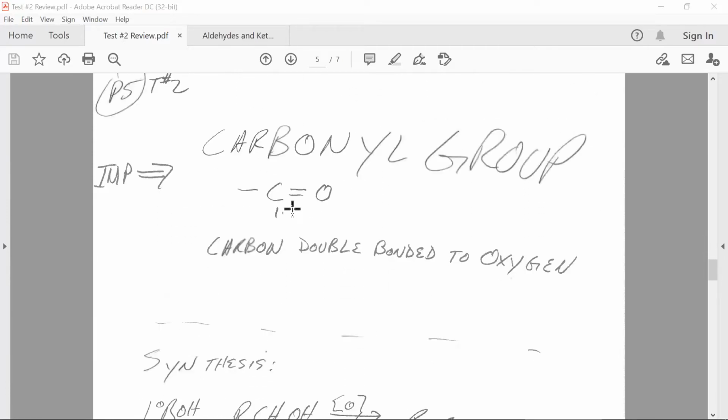And the carbonyl group, and this is a carbonyl carbon, you should know how to describe it in a drawing, carbon double bond to oxygen, and how to describe it with words, carbon atom double bond to oxygen atom.